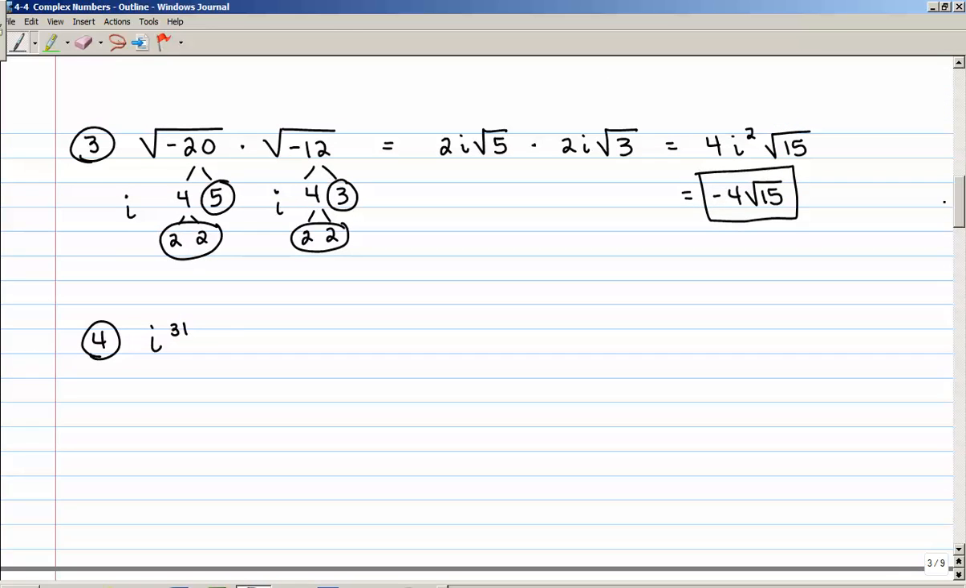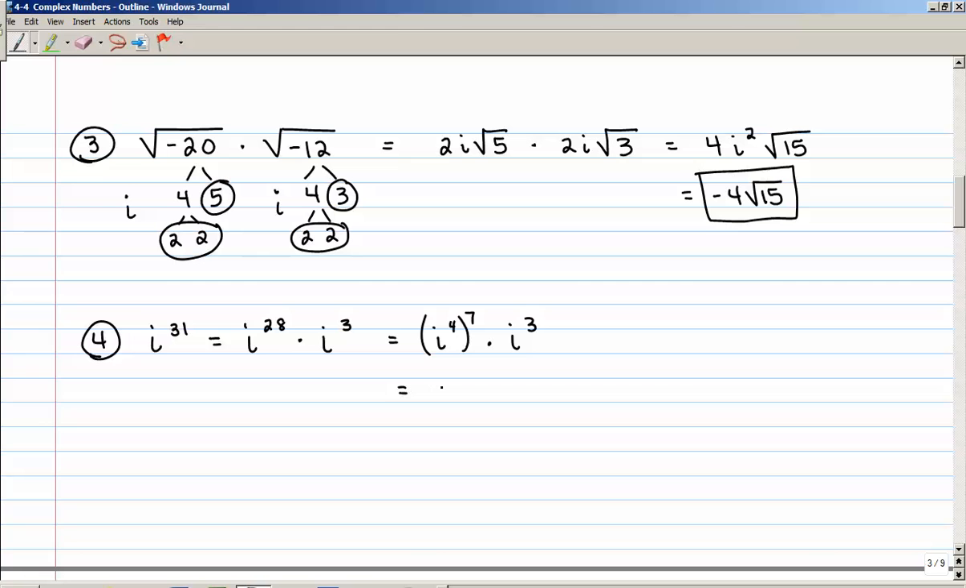So I'm going to think of i to the 31st power as i to the 28th power times i to the 3rd power, because 28 plus 3 is 31. And remember, those are the rules for dealing with multiplying powers. So i to the 28th, just in case you're not sure, is i to the 4th to the 7th times i to the 3rd, because remember 28 can be expressed as 4 times 7, and when you have an exponent inside and an exponent outside, you multiply.